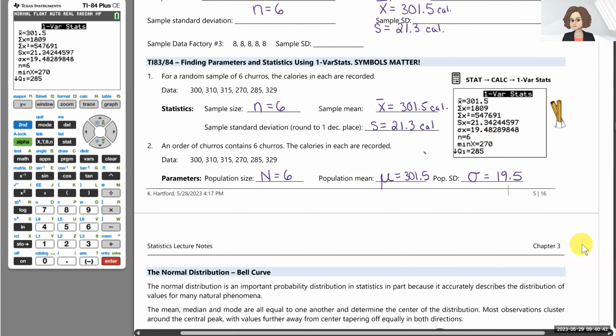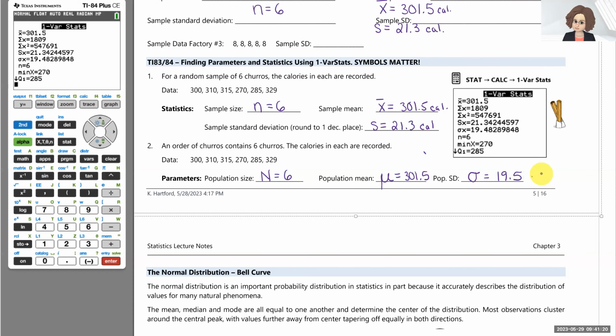All right. So this is how we're going to find standard deviation now for the rest of the semester. We will not do a by hand calculation. We'll do 1-var stats. And then we need to focus on the symbols because the calculator doesn't know that. So sample mean, population mean, the numerical answers are the same, but the symbols are different. For standard deviation, the sample standard deviation and the population standard deviation have different symbols, and as well, they have different numerical values.